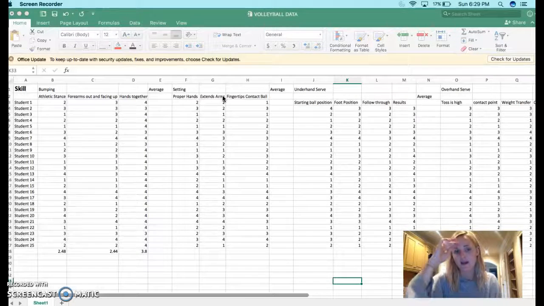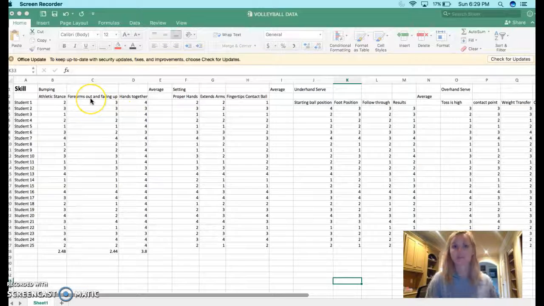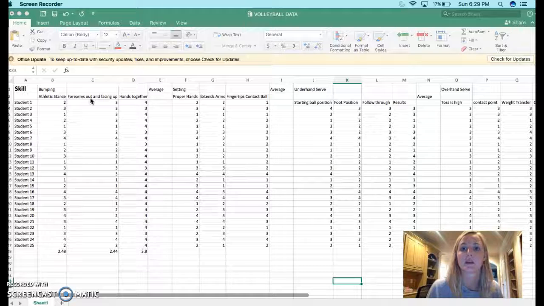a peer assessment. So this is all fake data. I didn't use a real class or anything like that. I simply just did this for the purpose of showing what this kind of data would look like. So here are my subcategories. I'm going to talk about bumping. So I had athletic stance, forearms facing out, and hands together.